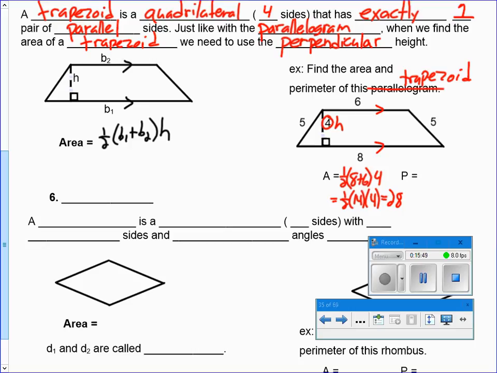Perimeter, we can add up the sides, and again, like with the parallelogram and the triangle, let's be careful not to include the height as one of the sides unless one of those sides is perpendicular and it actually is the height. Don't include the height, so we're just going to be adding up 8 and 5 and 6 and another 5. So 8 and 5 would be 13, 6 more is 19, and 5 more would be 24.